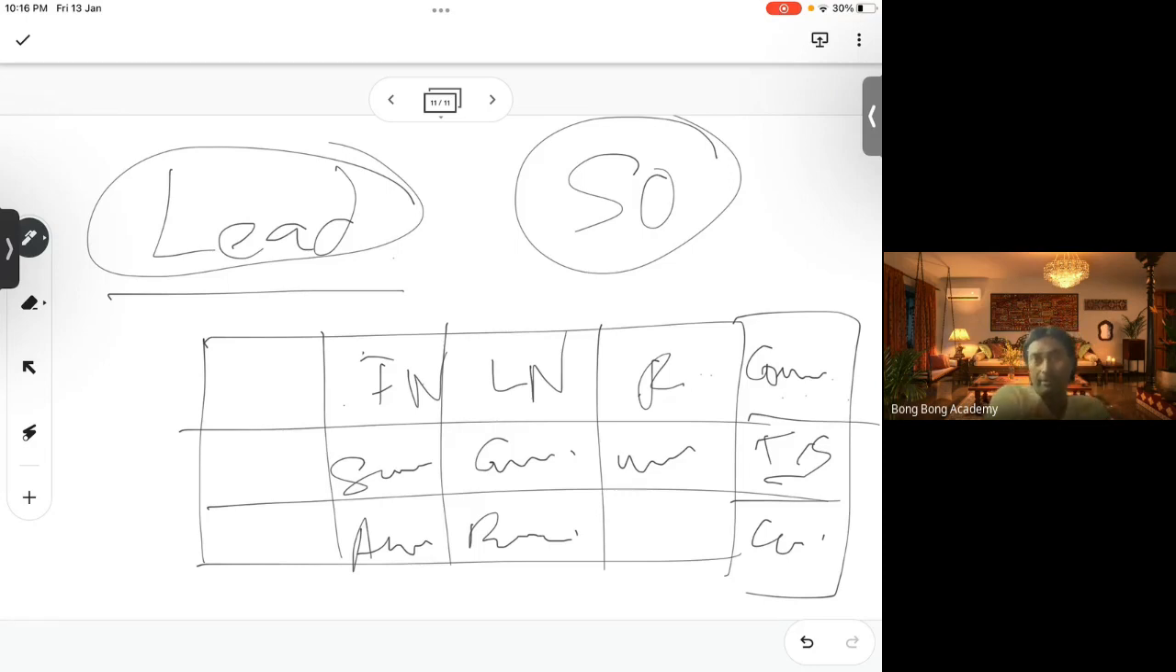A lead is Shobhanjit Ghosh. When it is converted into a contact, it is also Shobhanjit Ghosh. It cannot become Animesh Banerjee. Right? So it is a one-to-one relationship. Shobhanjit Ghosh as a lead will get converted into Shobhanjit Ghosh as a contact.